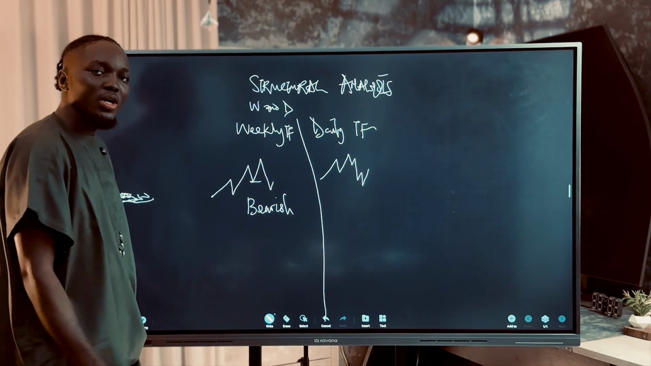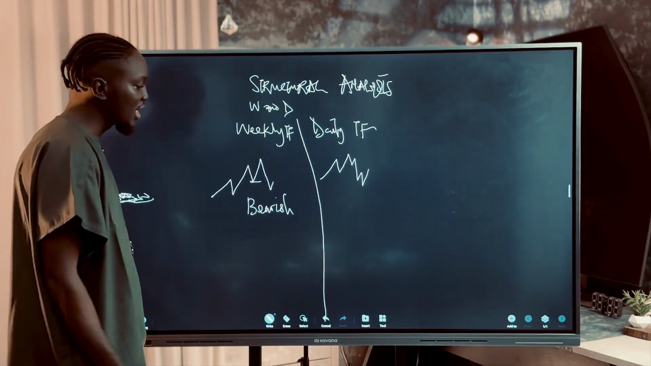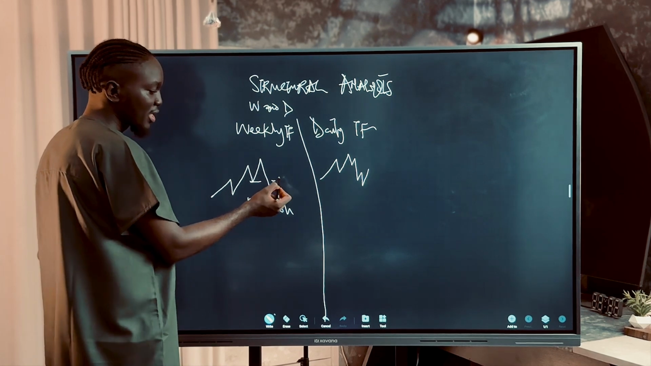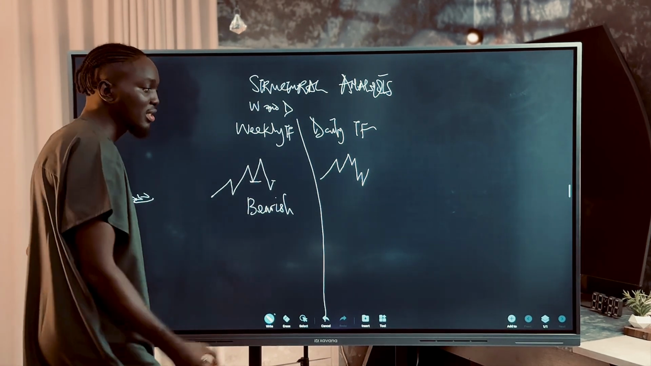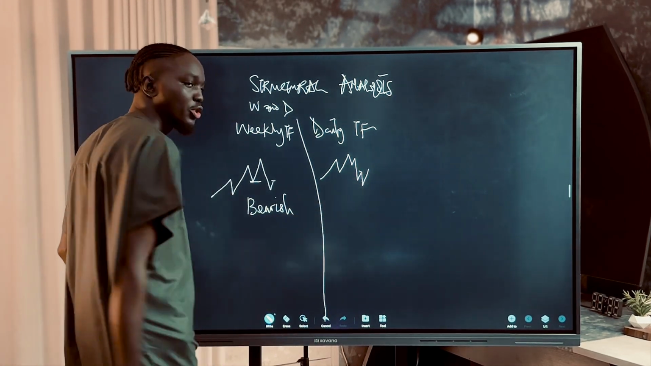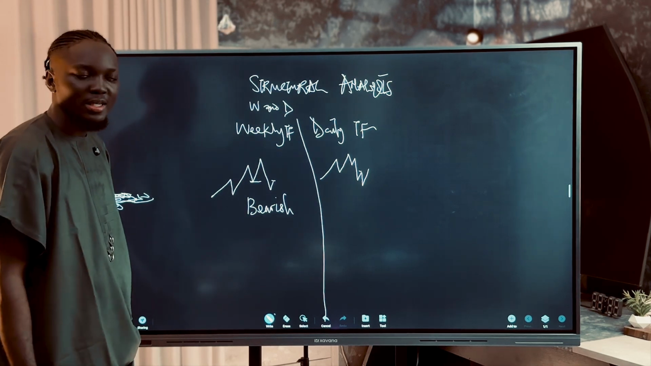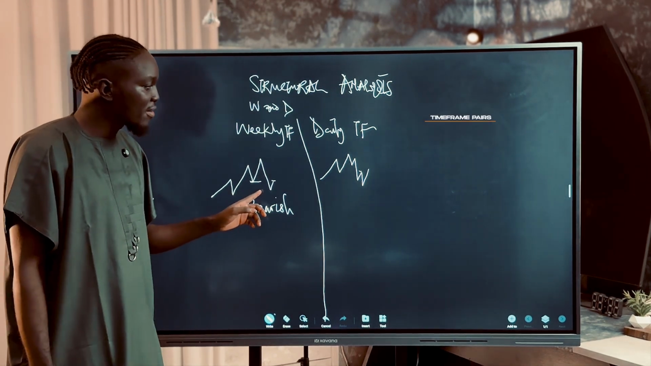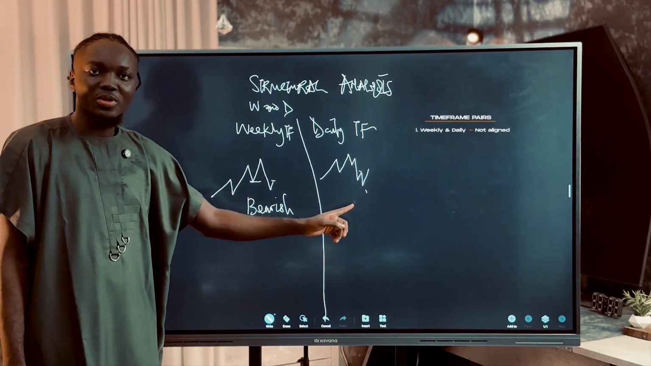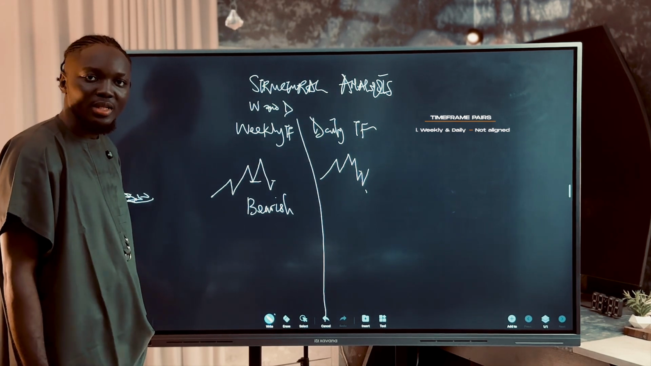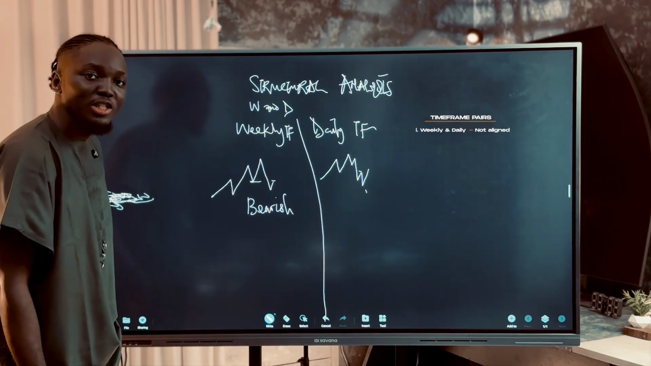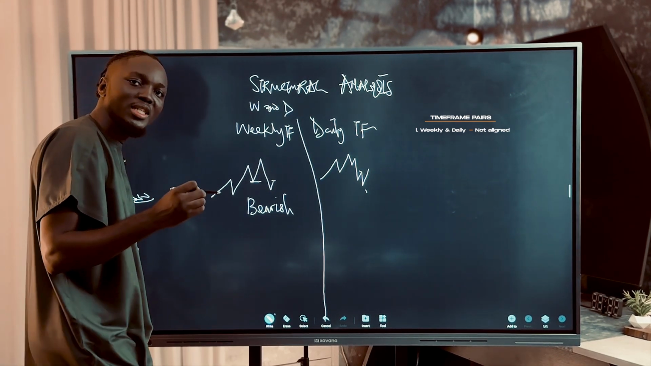Now, look at the daily time frame. On the weekly time frame, price stopped here. But that thing that stopped here on the daily time frame is a break of structure to the upside. In this case, the weekly time frame is not aligned with the daily time frame. It is not aligned. So what do I need to do? I need to wait for the daily time frame.